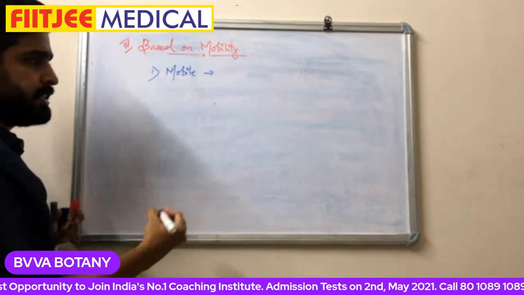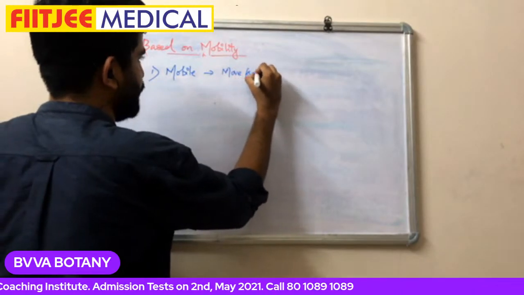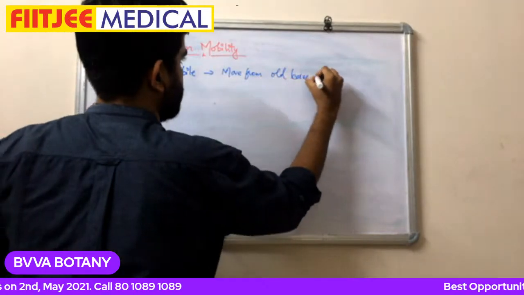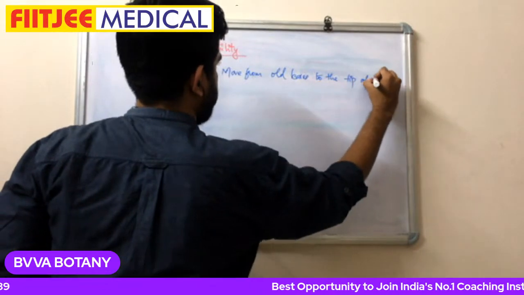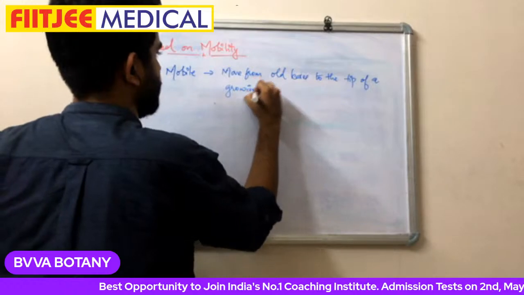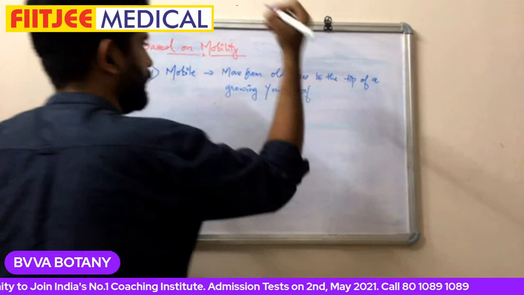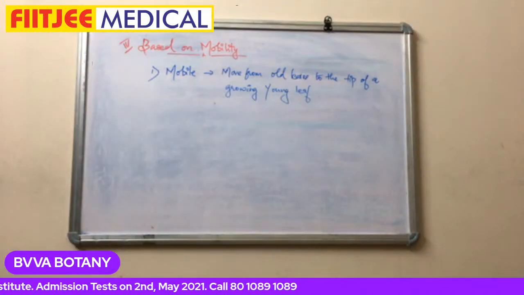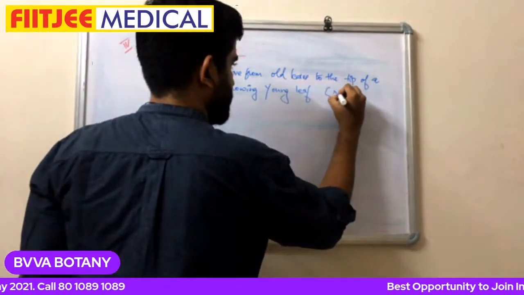Mobile elements, that is, it can move from where? It can move from an old leaf to the tip of a growing young leaf. So nitrogen, magnesium, and so on, we can say as examples.